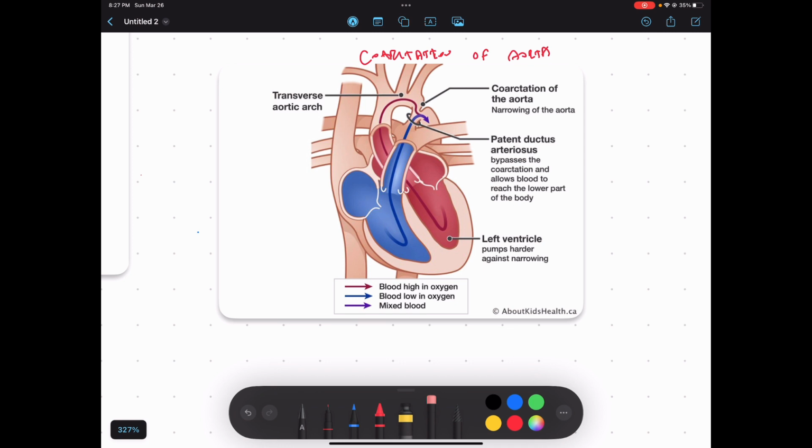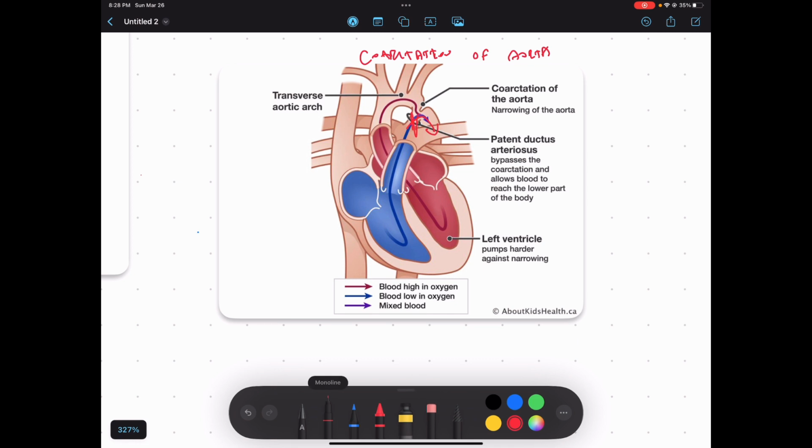However, because that ductus arteriosus remains patent or open, some blood is able to get into the lower parts of the body, especially in this specific diagram where the patent ductus arteriosus sits at the level of the coarctation. So it's often either at the level or distal to the coarctation. So some blood is able to reach that lower part of the body. Despite the fact that it's deoxygenated, it's at least something.